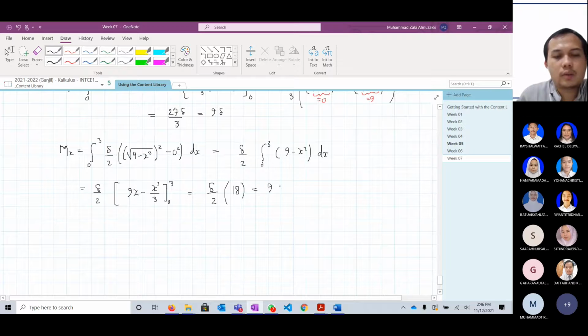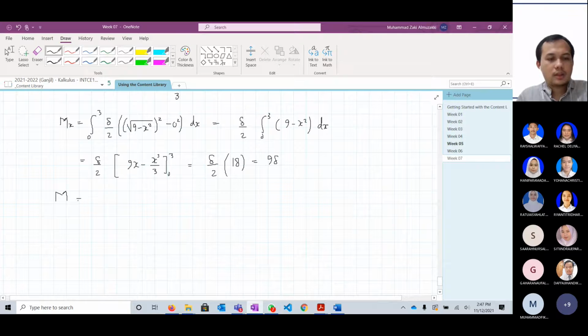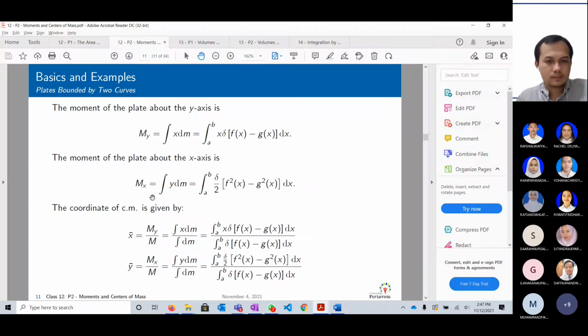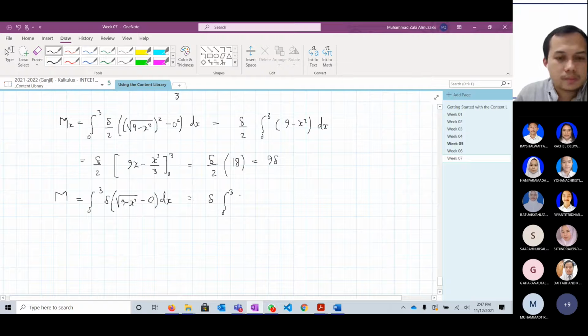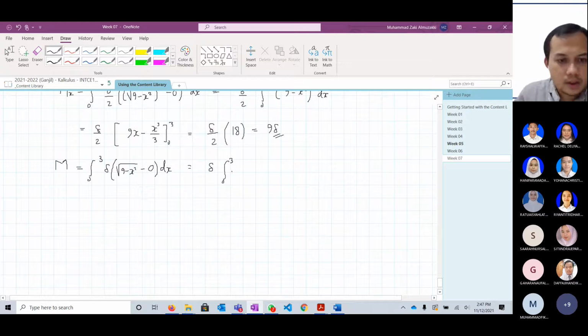So here we have that moment about x-axis is also 9 delta, and the mass is integral from 0 to 3 delta times square root of 9 minus x squared minus 0 dx, yeah, which is delta times integral from 0 to 3 square root of 9 minus x squared dx. It's a little bit harder.